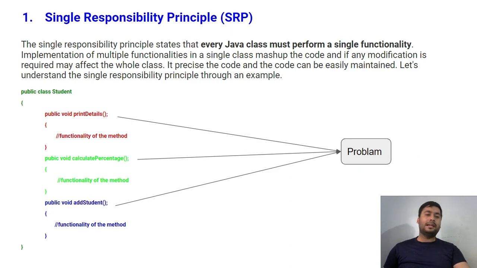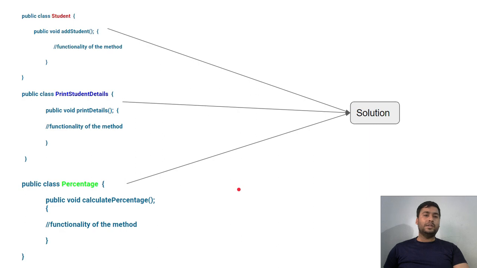Let's see the solution, how we can resolve this. One class is having three methods, that is the problem. So the single responsibility principle says to break it into three classes, each class having its own separate requirement. If you see the student class, it can only add the student, that is the single responsibility. Print student details has a separate print details class, which will only print the details. Percentage has a separate calculate percentage class, which will just calculate the percentage. So we have created three separate classes.